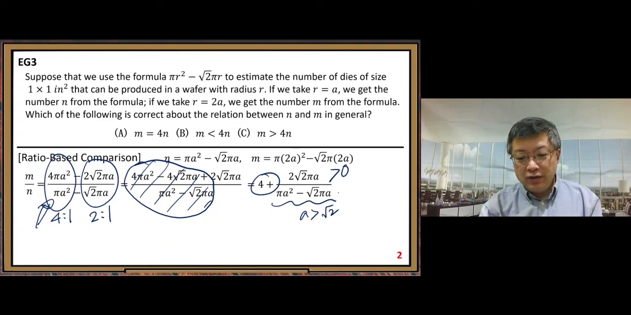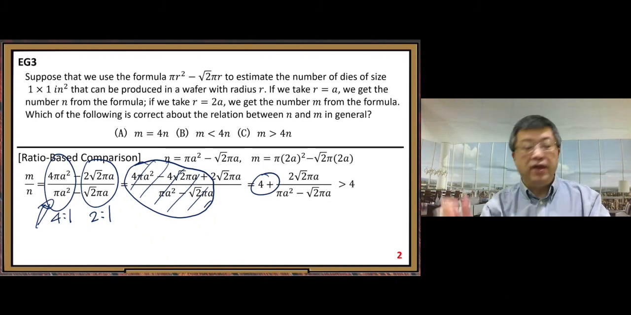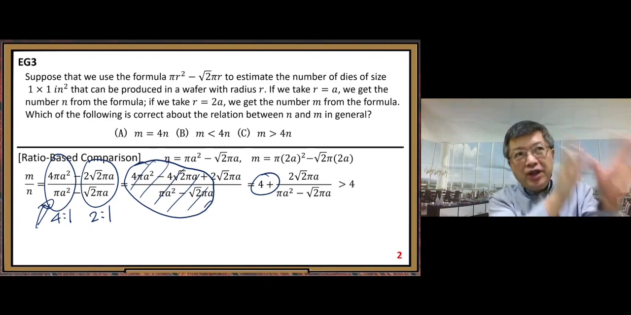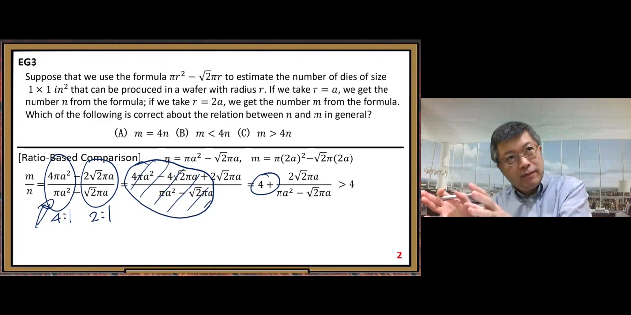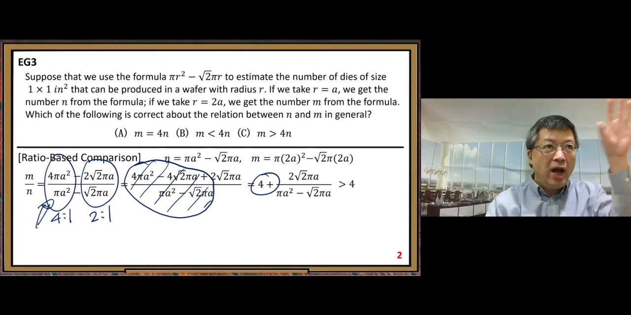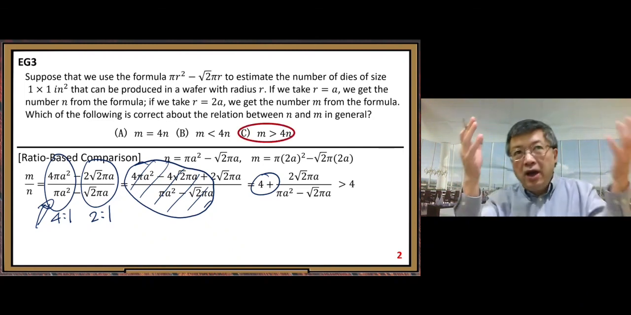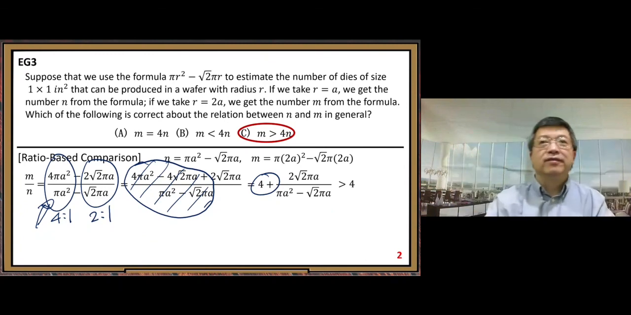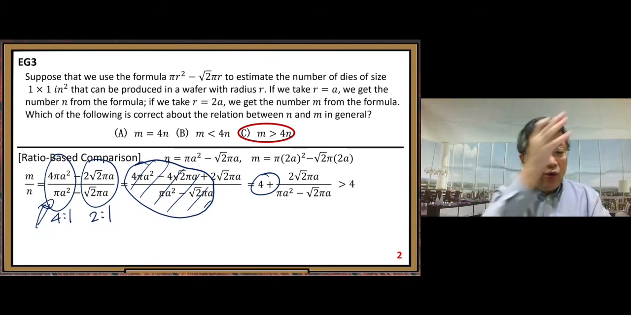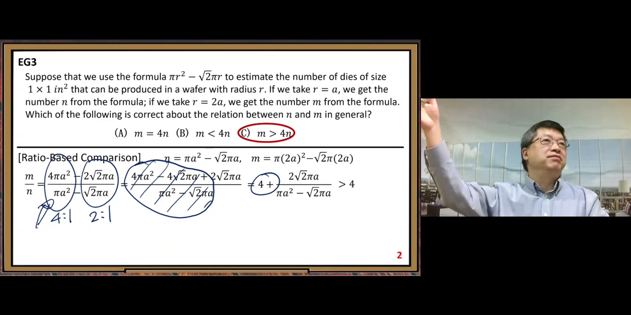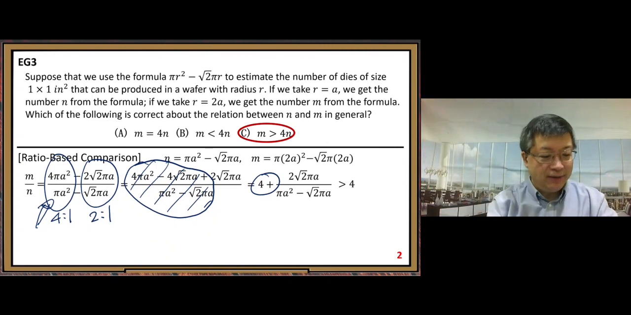So the denominator is also greater than 0. Then the whole fraction is greater than 0, right? So 4 plus a positive number is greater than 4. So the ratio is greater than 4. What conclusion can you get? M over n is greater than 4. Then you get m greater than 4n. So that's the ratio-based comparison. How about that?